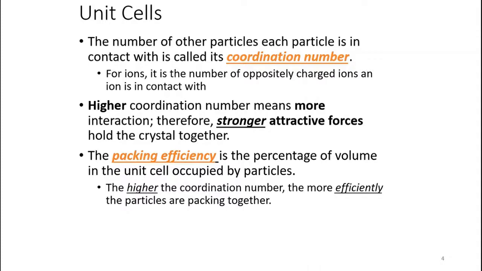To account for the proportion of the volume of a unit cell that is occupied by actual particles versus what is empty space, we can calculate what is called the packing efficiency. It's the percentage of the volume in the unit cell that is actually occupied by particles. In other words, that has mass. Once more, the higher the coordination number, the more efficiently the particles are going to be packed together.